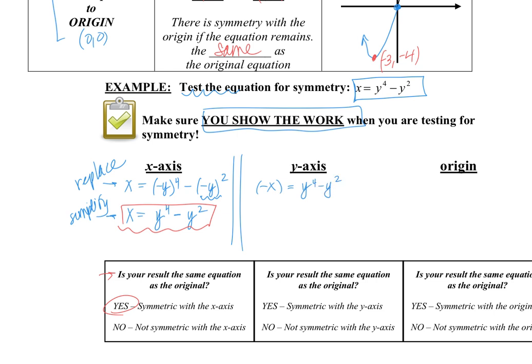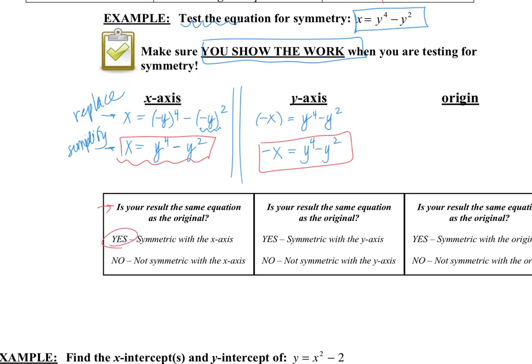Now when I do that and then I simplify, there's nothing to be done here. So this is like the opposite of x equals y to the fourth minus y squared. So tell me, is this the same as my original function? That's what I'm asking myself. The answer is no. So this particular equation does not have symmetry with respect to the y-axis. Again, that doesn't mean anything else about the rest of it. I actually have to do the symmetry test for the origin.